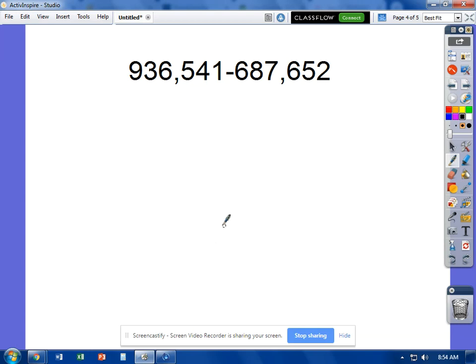The next problem we're going to do is 936,541 minus 687,652. Once again, I'm going to put my larger number on top. I see a 9 versus a 6 in the hundred thousands place, so I know that 936,541 is the larger number.